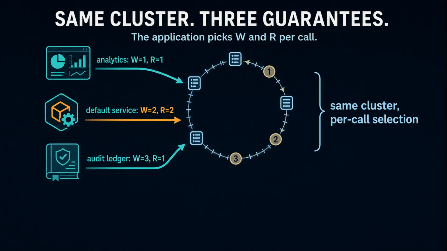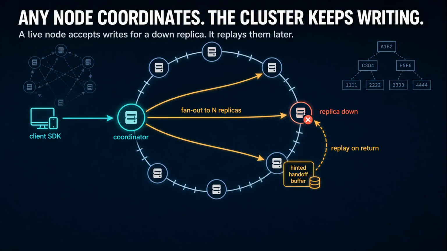Wow. So the same cluster carries different guarantees just by adjusting 2 integers per call? Exactly. The application picks per call. Same cluster, different guarantees. Any node can be the coordinator for a request. The client SDK picks one, often by hashing the key locally, and that node forwards reads and writes to the right replicas. Which means there is no leader. The fan-out shape is the same one the caching episode used at the read layer, just spread across the ring.